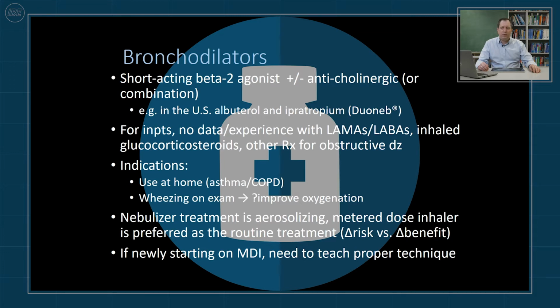For inpatients, there's no experience with long-acting muscarinic agents or beta agonists, inhaled glucocorticosteroids, or any other treatments for obstructive lung disease. So the indications are solely for patients who use them at home for their asthma or COPD, and those who are wheezing on exam, with the thought that they might improve the oxygenation.